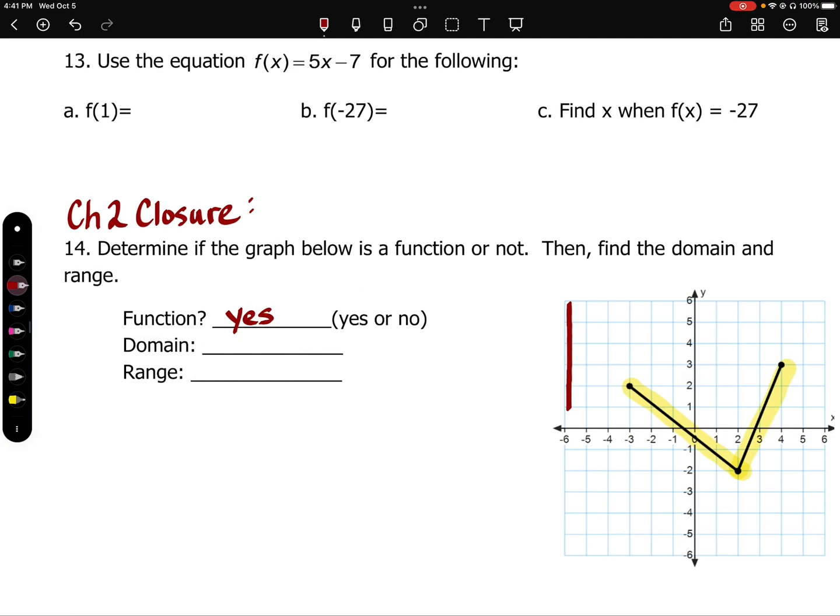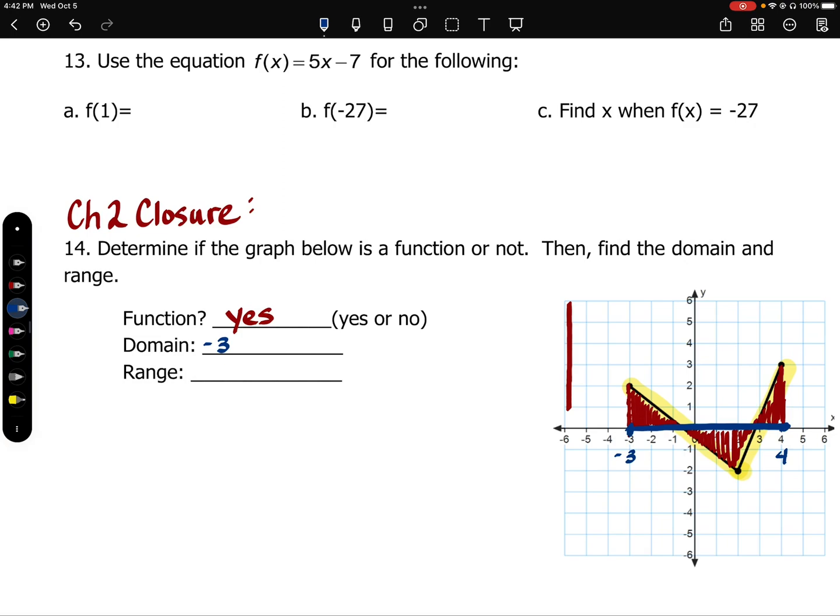So remember, domain, we are talking about the shadow that's cast on the x-axis here, right? All of our possible inputs. So as we look here, we'll be starting here on the left side and going all the way to the right side. The shadow that would be cast would extend from -3 all the way over to +4. That extends from here all the way to here. So our lowest value is -3, which is being included, and our greatest value is 4.